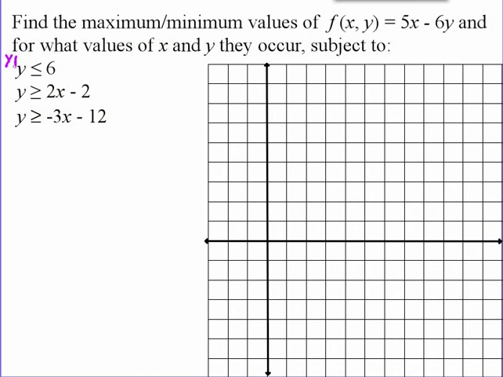What are you going to put in y2? 2x minus 2. What are you going to put in y3? Negative 3x minus 12. Okay, now we've got a problem: no x's, because there are no x's.